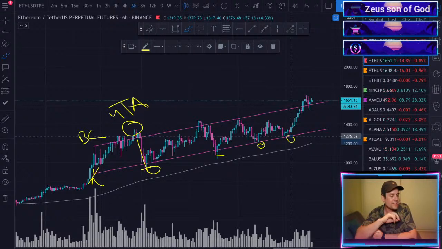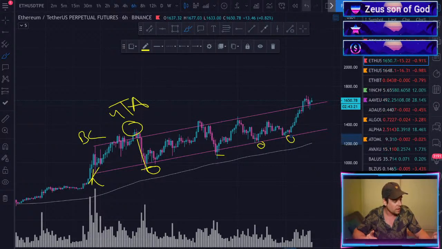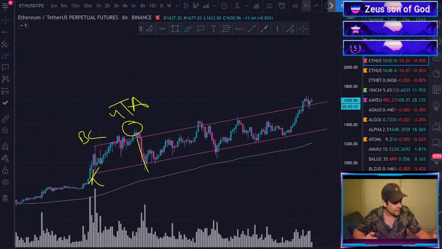All the previous tests did have a little bit of a wick come down and test the supply below the range. And that most recent wick did not. And that is also a nice test in the sense of where that first buyer's climax came in.